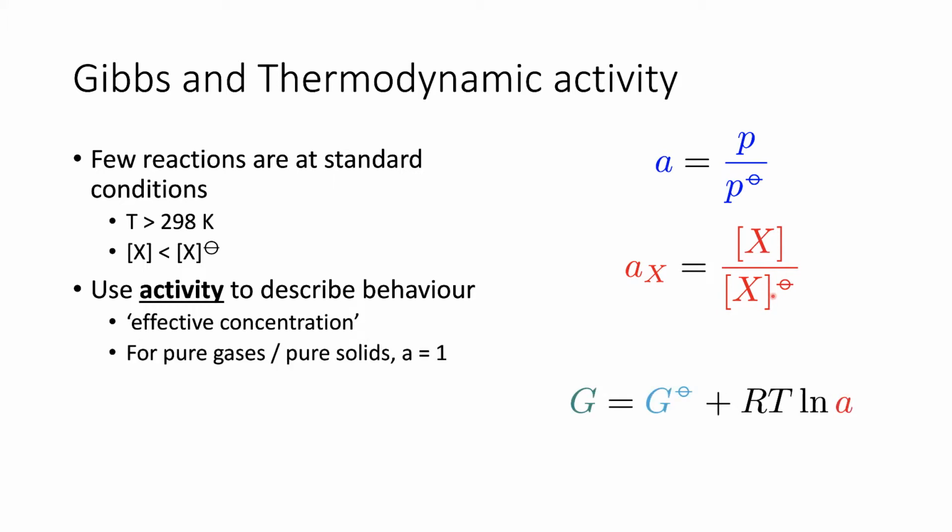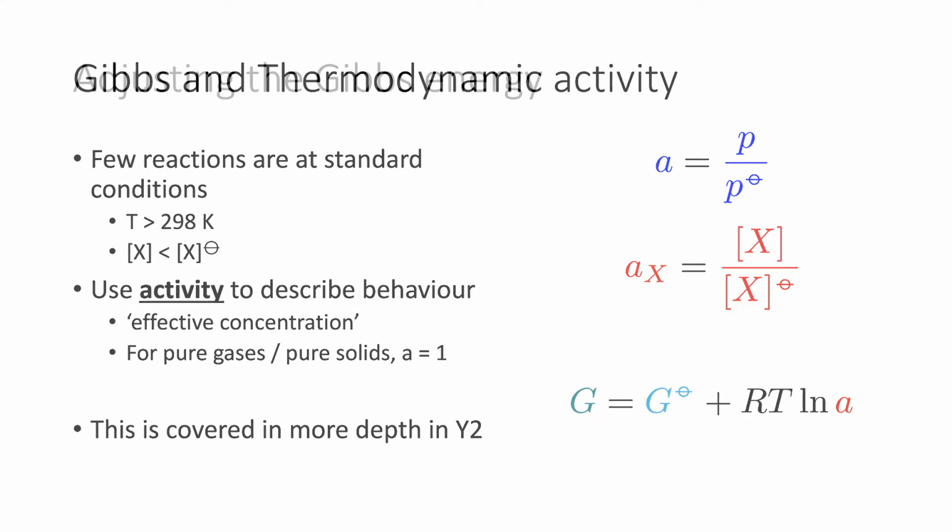One of the important definitions to recognize is that for pure gases and solids, the activity is equal to 1, so we only worry about liquids when we consider this. By looking at activities, this allows us to actually find the Gibbs energy of a particular process relative to the standard Gibbs energy expressed. And it's important to be able to make this adjustment because, as I say, so many of the things that we do are away from standard conditions. So if you want to make accurate predictions, we need to be able to do these adjustments. All of this will be covered in more depth in year 2.